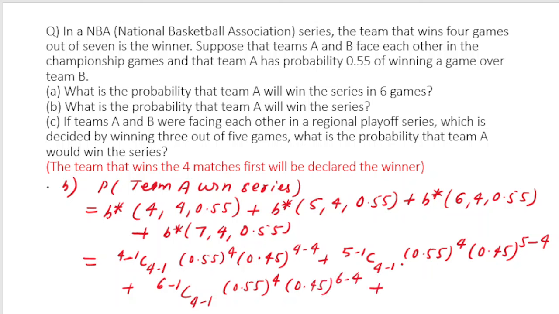And then the last one, so 7 minus 1 C, and here it is 4, so 4 minus 1. How many successes? We want 4 successes, and how many failures in that case? 0.45 to the power 3.